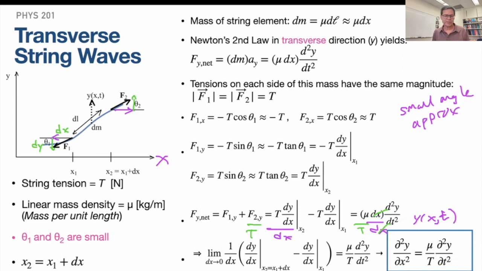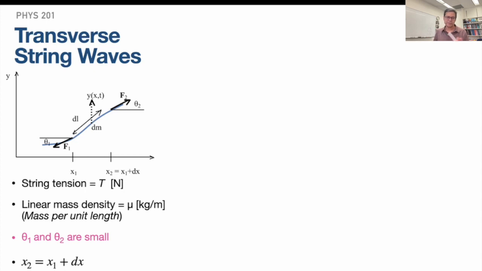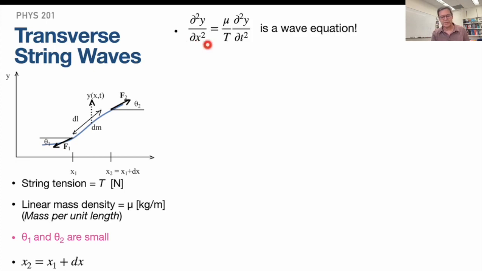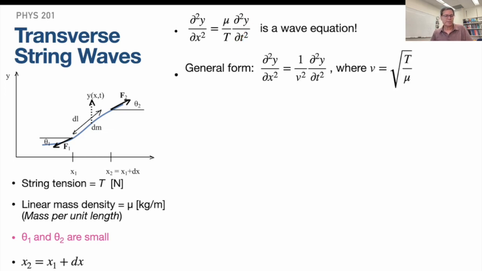As I'll show on the next slide, this is an equation for traveling waves. So I've cleared off the work there. I've kept the definitions here for tension and linear mass density. And as I just said, d squared y dx squared equals mu over T d squared y dt squared is a wave equation. It can have the general form where I've replaced mu over T as 1 over v squared.